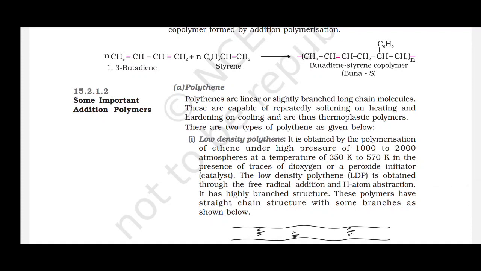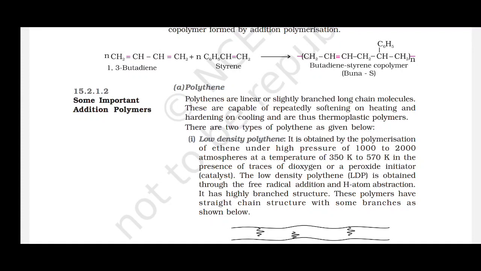Some important addition polymers. First, polythene. Polythenes are linear or slightly branched long chain molecules. These are capable of repeatedly softening on heating and hardening on cooling and are thus thermoplastic polymers. There are two types of polythene as given below.